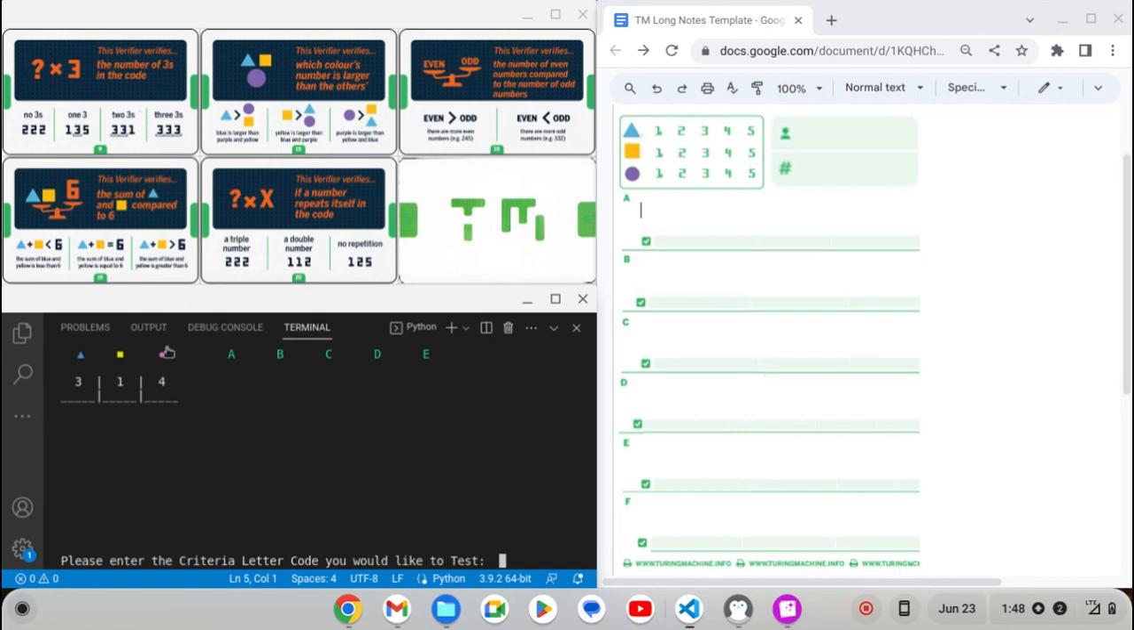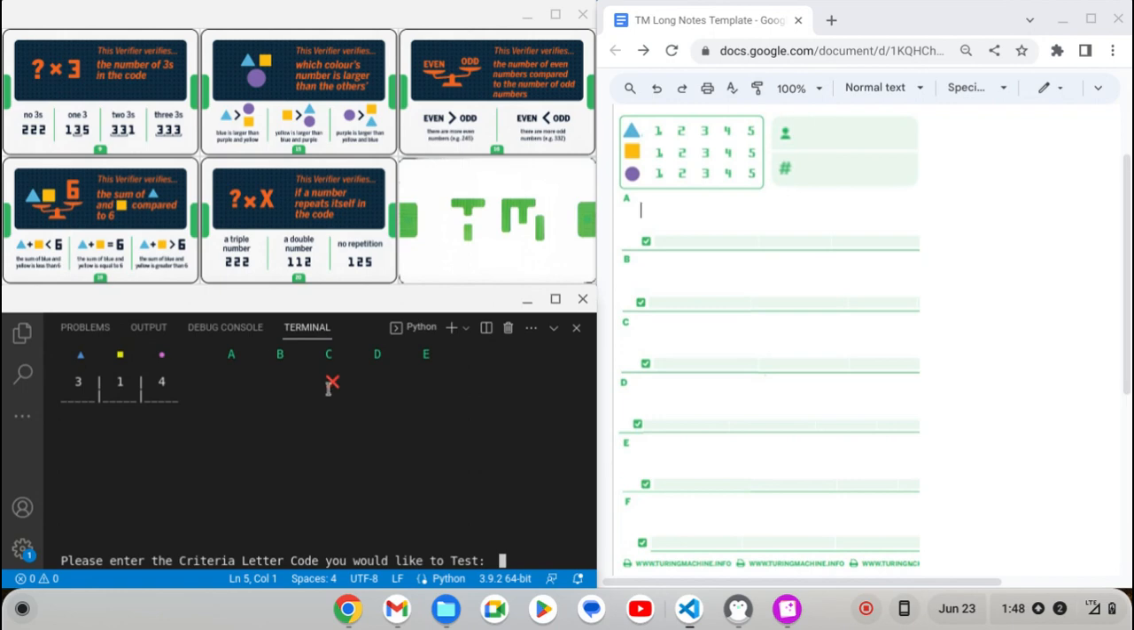We're going to start off with our initial proposal of 314. The first thing I want to do is find out something about the ratio of even to odds. So let me go ahead and test criteria card C. Okay, so the Turing machine does not approve of my proposal. Notice that in my proposal of 314, I do have 2 odds to a single even. The Turing machine does not approve of that.